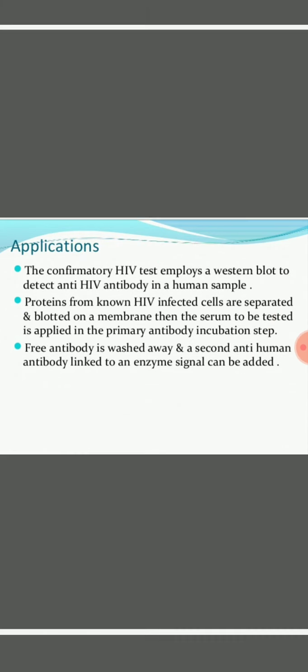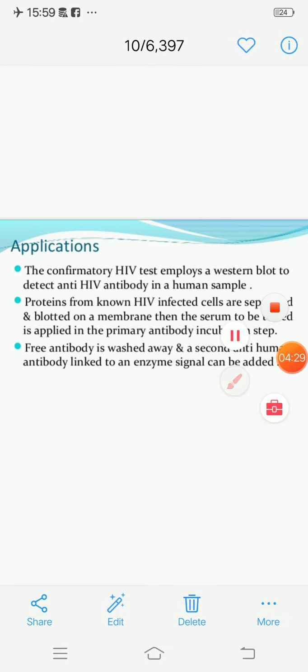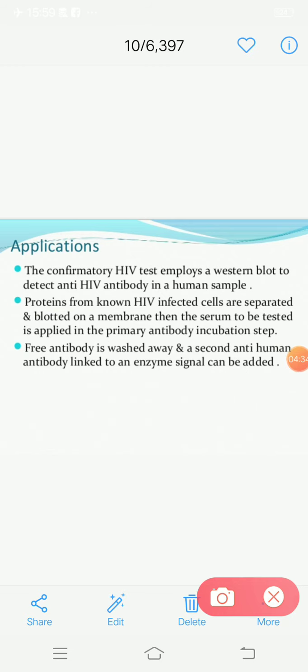So you have to isolate the serum of that patient, and if the anti-HIV antibody is present in that serum, that means that person is HIV positive. Got my point? Next, proteins from the known HIV infected cells are separated and blotted on the membrane.